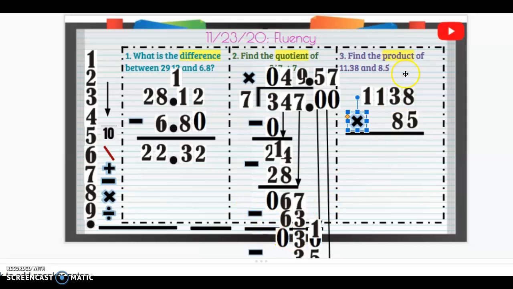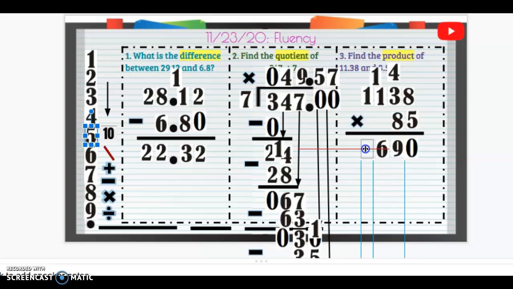You have to ask yourself, 5 times 8 is 40. So I put my 4 up on top. And then you will have enough zeros over there. So I put a 0. 5 times 3 is 15. 15 plus 4 is 19. So I put my 9. Then my 1. 5 times 1 is 5. Plus 1 is 6. 5 times 1 is 5. Okay, I'm done with this 5.